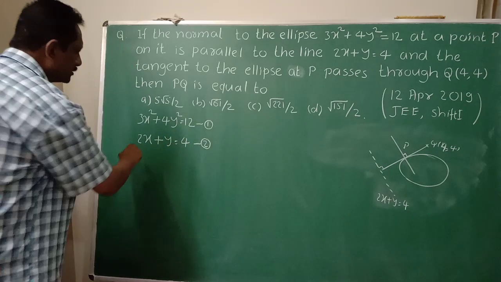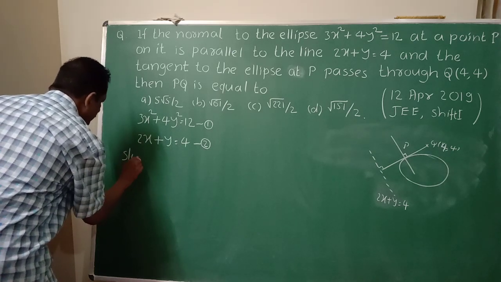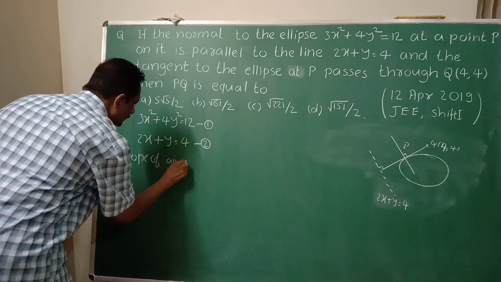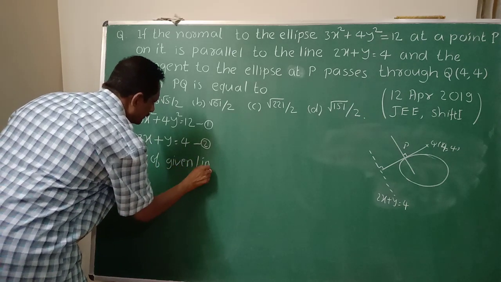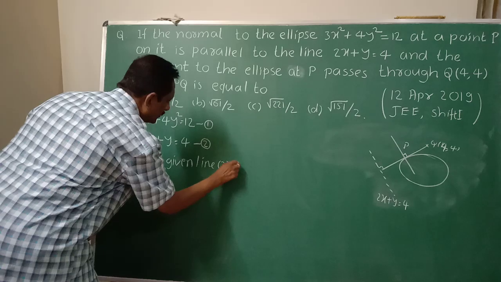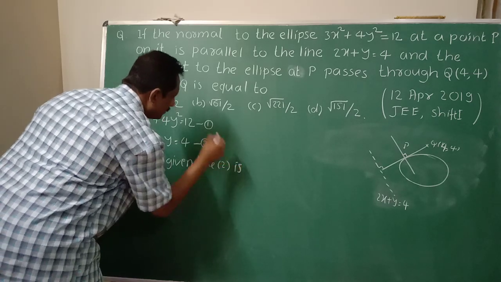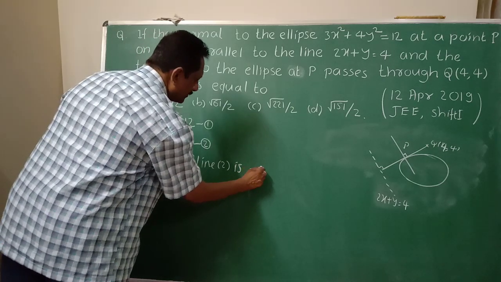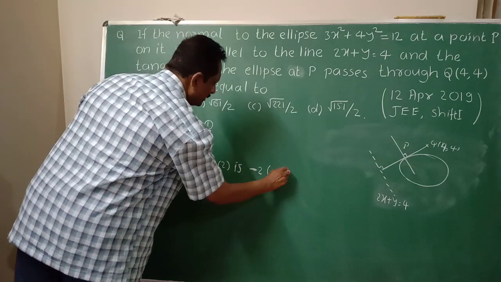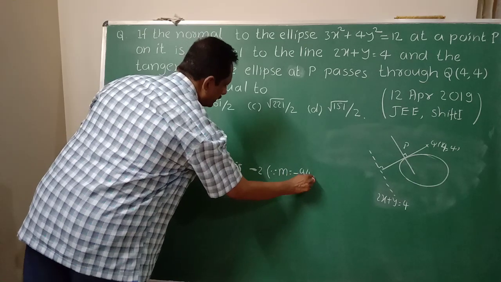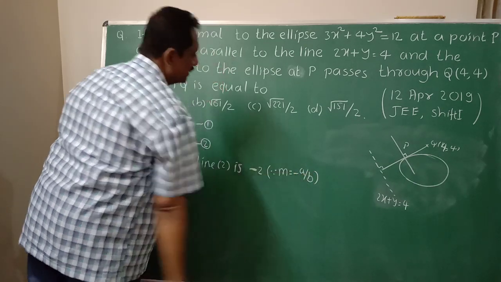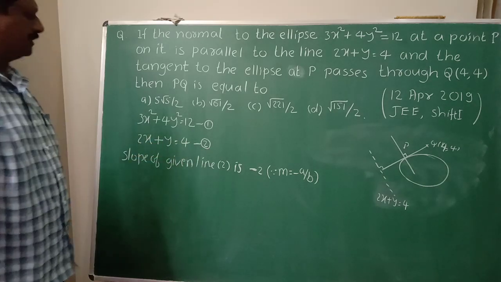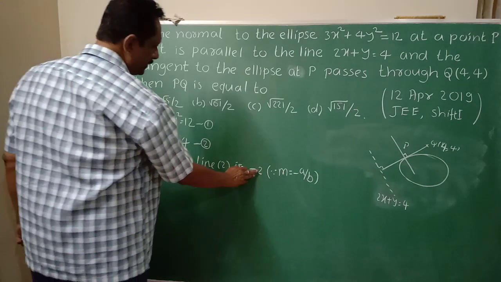Okay, then the slope of this line, the slope of the given line, is minus 2 by 1, so it is minus 2. Okay, we are using the formula minus a divided by b. Minus a upon b, where the a value is 2 and the b value is 1. So m is equal to minus a divided by b. It is the slope of the given line here.